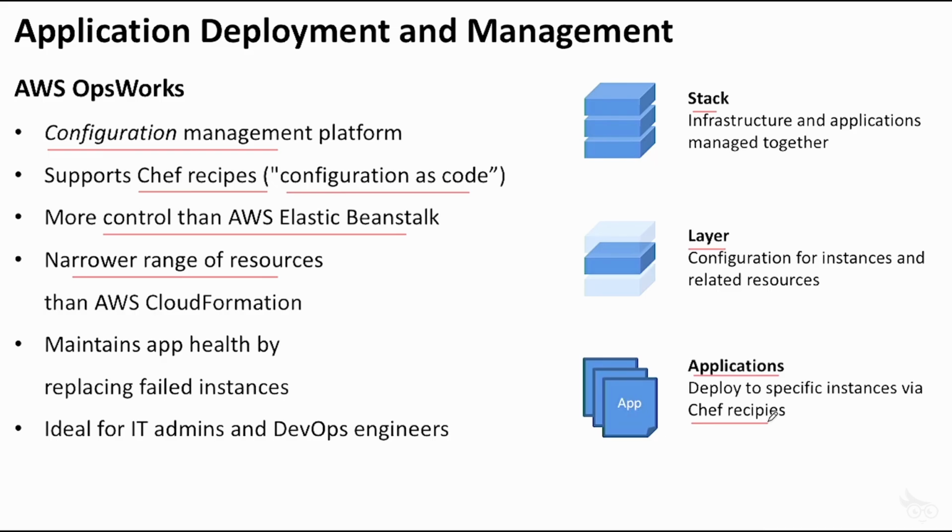And then, once we deploy our applications into these layers and stacks, the OpsWorks service will continue to maintain our application health by replacing instances that fail. It can also help us automate the management around scaling and capacity provisioning. So OpsWorks is ideal for IT admins and DevOps engineers who want convenience in their infrastructures, but want more control than what we get with AWS Elastic Beanstalk. So those are our application management services.